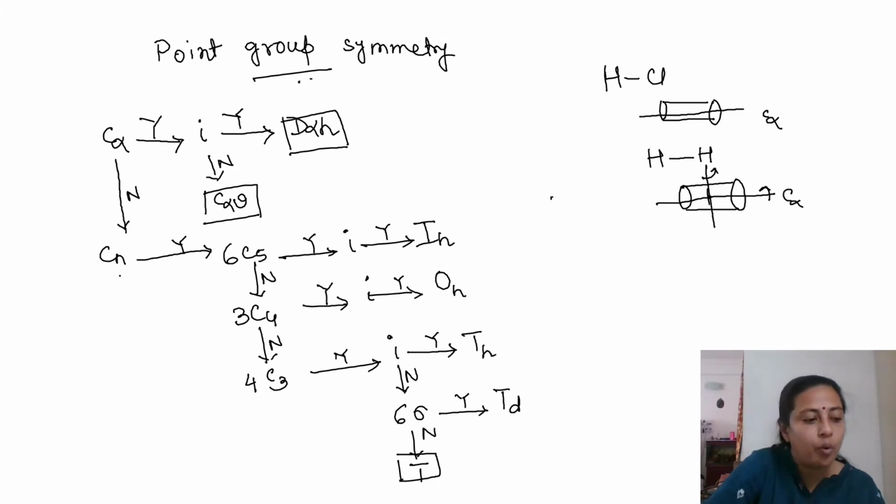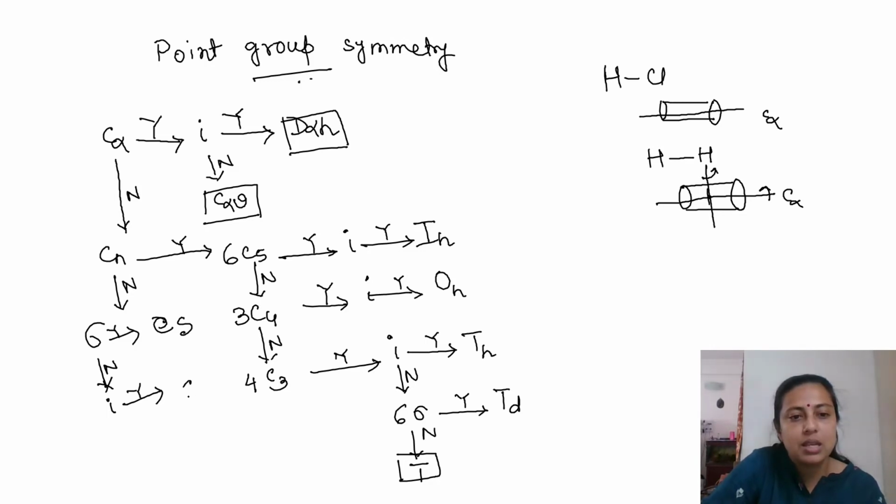Here there is one more thing. If there is no Cn axis, then what would happen? Then look whether there is any sigma plane. If yes, the point group would be Cs. And if sigma is also not there, look for whether there is any inversion center i. If yes, the point group should be Ci. If no i is there, then the point group would be C1.